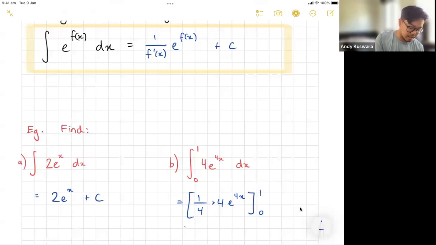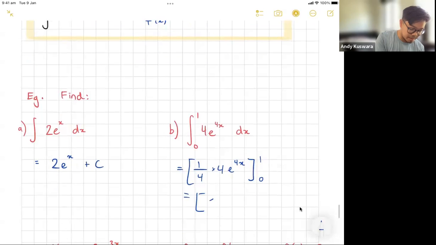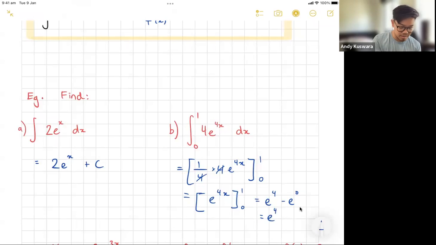I'm just going to clean that up before I keep going a bit further. That's just going to become e to the 4x because the 4 and the 4 will cancel out. So it's e to the 4x between 1 and 0. And that's just going to be e to the 4, take away e to the 0. I'm going to leave e to the 4 as is. But e to the 0, anything to the power of 0 is just 1. So that there is evaluated. Boom, e to the 4 minus 1. That would be your answer.